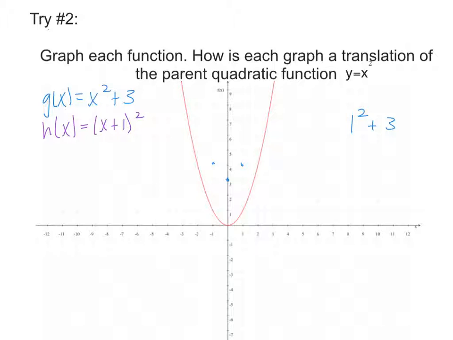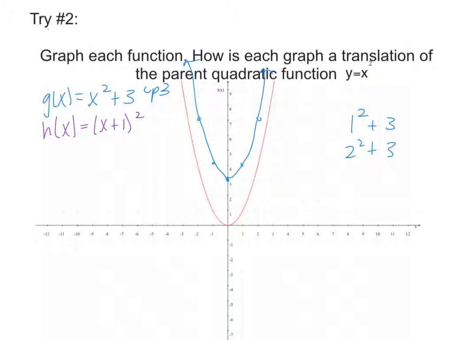After that, I'm going to test 2. So 2 squared plus 3, that's 2 squared is 4, and 4 plus 3 is 7. So I'll get (2, 7) and also (-2, 7). And that should probably be enough for us. And that's our graph. And again, this was up 3, by the way, up 3.